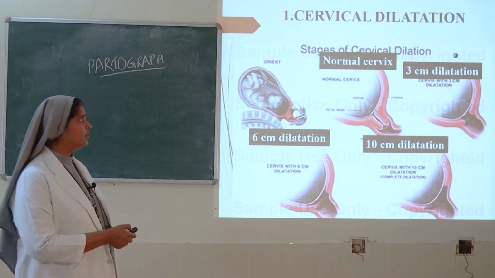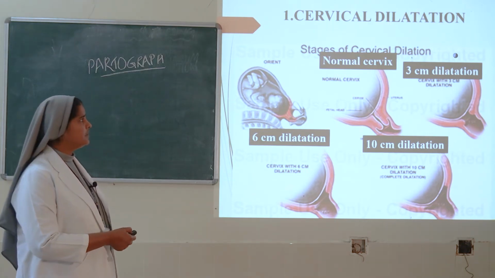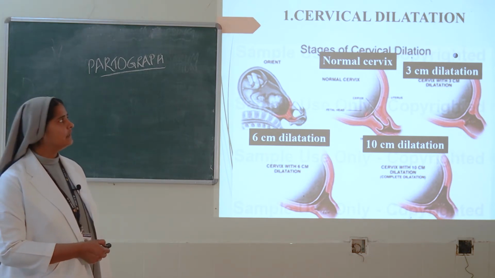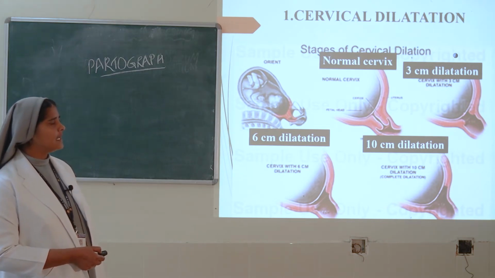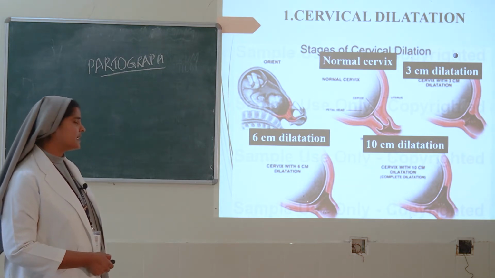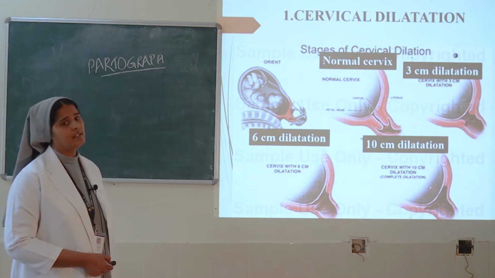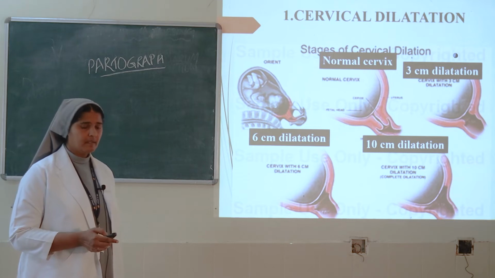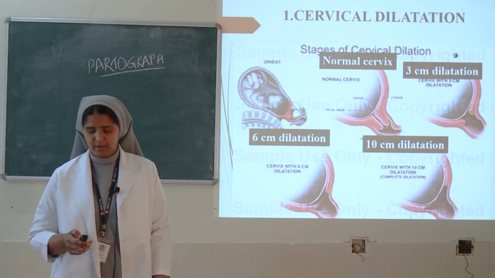So, in this picture you can see how the cervix is getting dilated. In this first picture, this cervix is a normal cervix, here there is no cervical dilatation. And this second picture, the cervix is dilated up to 3 centimeter, and in this one the cervix is dilated up to 6 centimeter, and this last one, this is the full dilatation of the cervix. This is how the cervix is dilating, and this pattern of cervical dilatation will be recorded in the partograph.